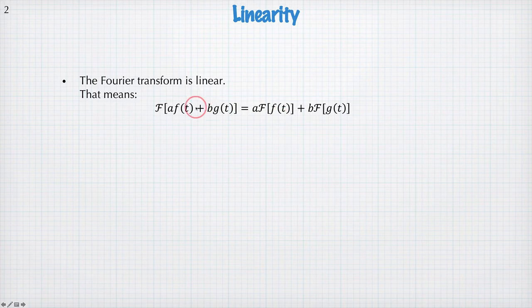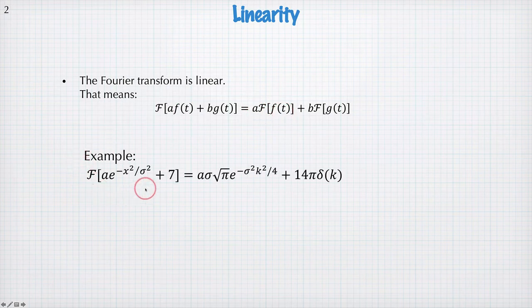It's linearity. The Fourier transform is linear. So this means if you have two functions and you add them together, the Fourier transform of the sum is the sum of the Fourier transforms. It also means if you have some function like f(t), the Fourier transform of a, some constant a times f(t), is just a times the Fourier transform of f(t).